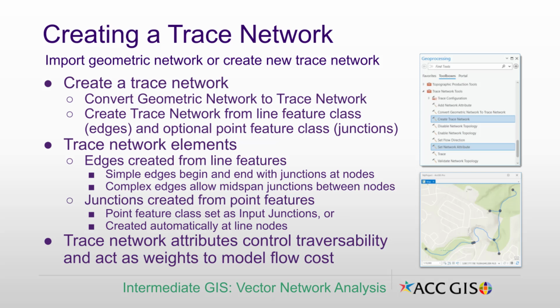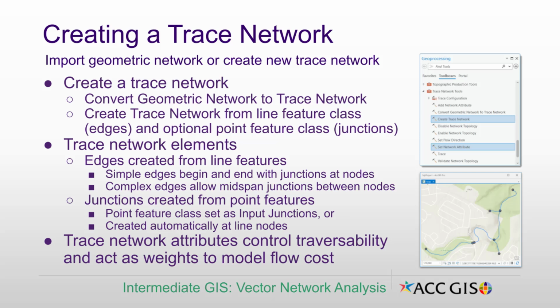Now, junctions are created from point features, and that can be a point feature class that is set as input junctions in the Create Trace Network geoprocessing tool, or you can leave that off and have the geoprocessing tool automatically create the junctions at line nodes. Additionally, you can create trace network attributes that control how a resource traverses a network or act as weights to model flow cost of the resource across the network.